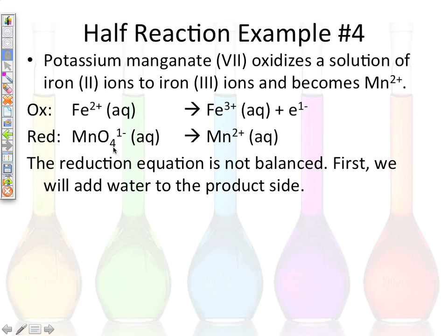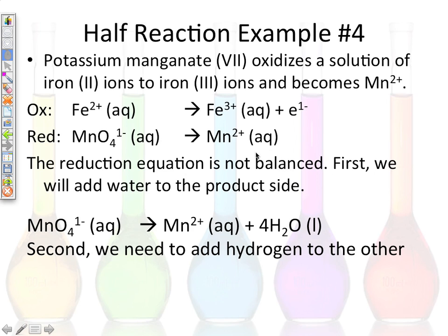So if I need 4 oxygen, how many waters do I have to add to my product side? 4, thank you. So I'm going to add 4 waters because I need 4 oxygens. But I'm not done yet because now I have hydrogen on my product side. I don't have any hydrogens on my reactant side. So I'm going to have to add my hydrogen ions next. Hydrogen ions, does that mean I have a basic or acidic solution? Acidic, good.